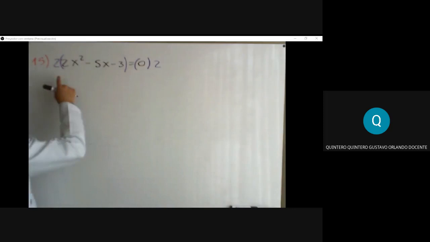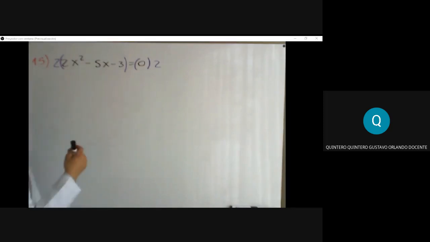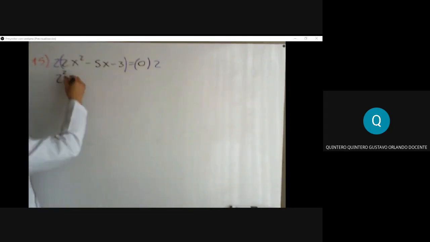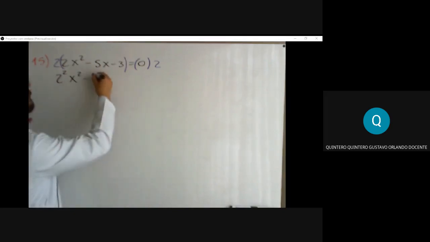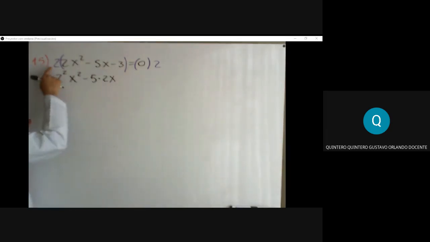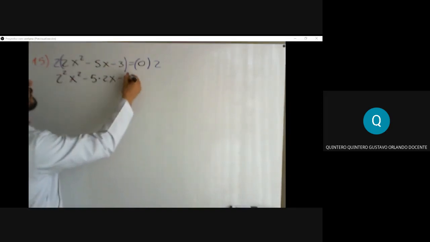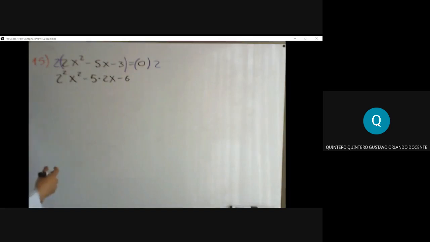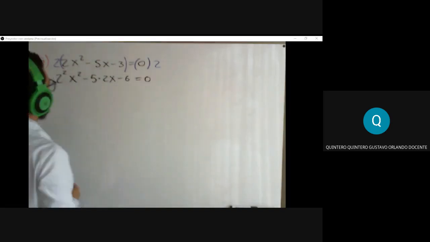So by multiplying, you're going to have 2 by 2, which is 4. But I don't like writing 4. I am lazy. I'm going to write 2 squared. 2 to the 2 is 2 squared, right? 2 squared x squared minus 2 times 5. That is 10. But I am lazy. I'm going to write 5 times 2x. 5 times 2, and then the x, right? And then 2 times 3, that is simple. I'm just going to write 6. I'm not lazy anymore. From here, equals 0.